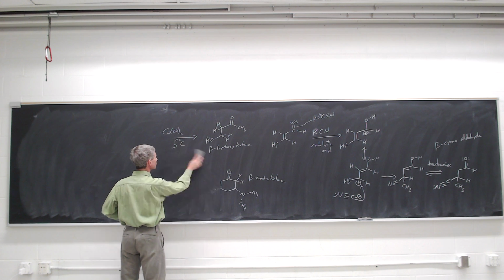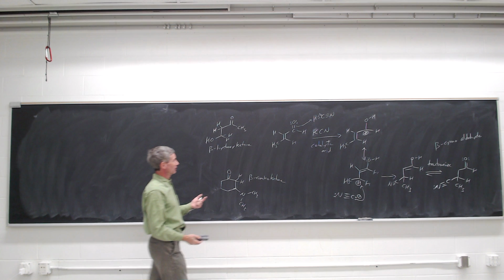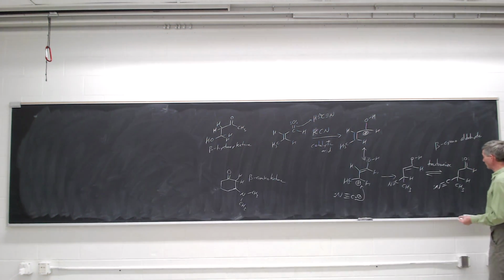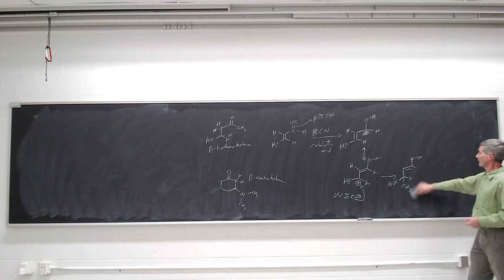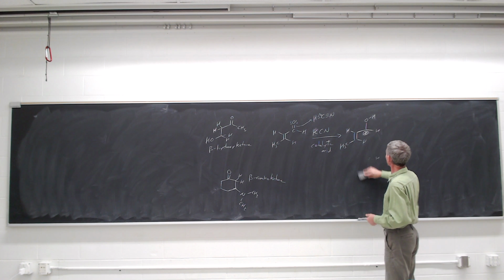So synthetically, you can be on the lookout anytime your product has a hydroxy or alkoxy group, or an amino group, or a nitrile in the beta position to a carbonyl. A possible way of synthesizing that would have been from a conjugate addition of an alpha beta unsaturated compound.